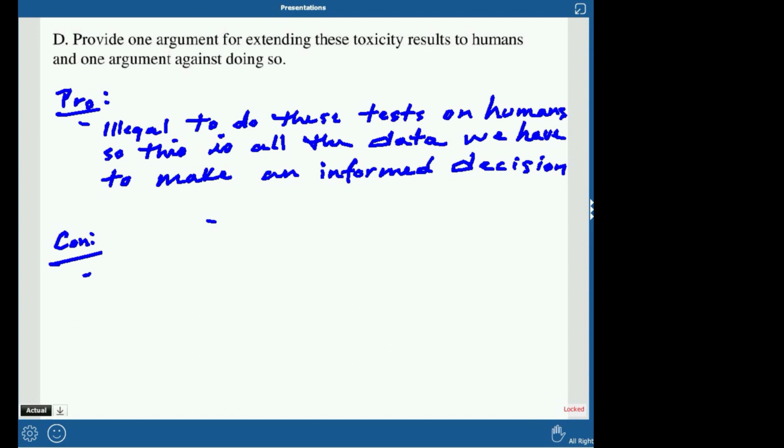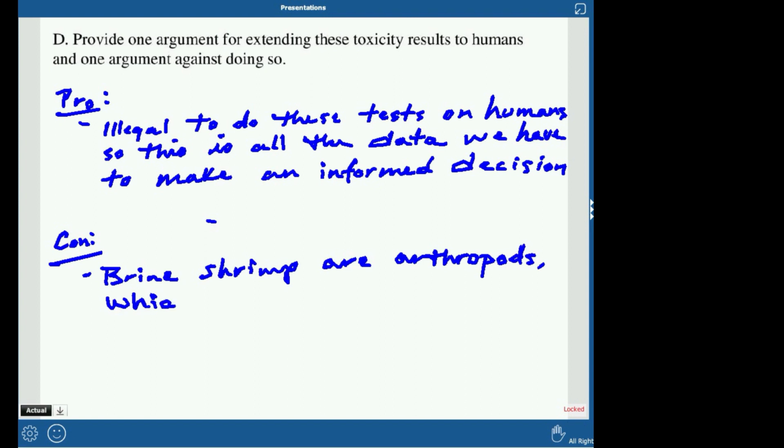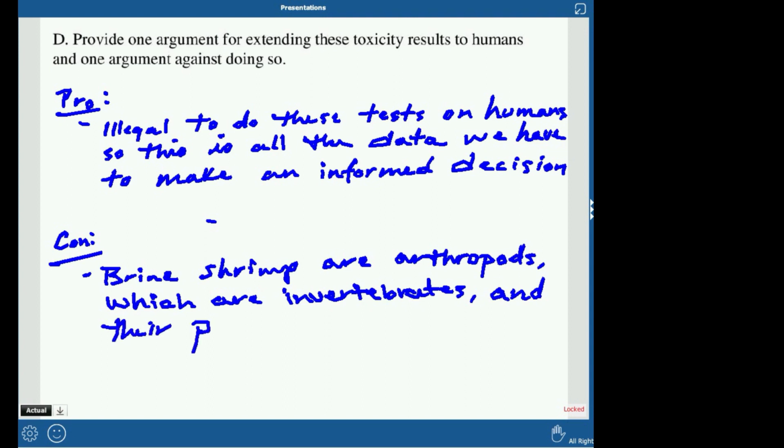And then for a con, you could say something like brine shrimp or arthropods. You don't have to specifically mention arthropods, which are invertebrates, and are different physiologically, right? Their physiology is different than human physiology. They're not even vertebrates like we are. It's not even like we're doing this on a cat. We're doing it on a bug, basically. So this is kind of what you can say in that regard.